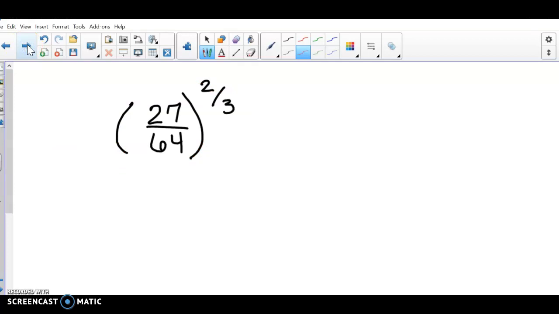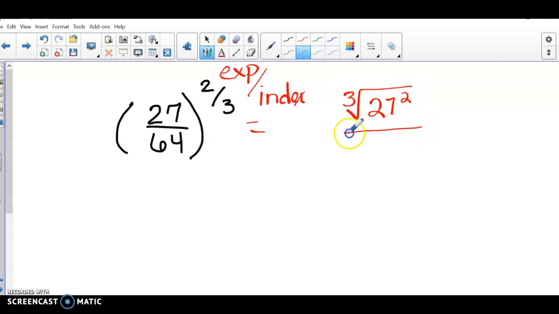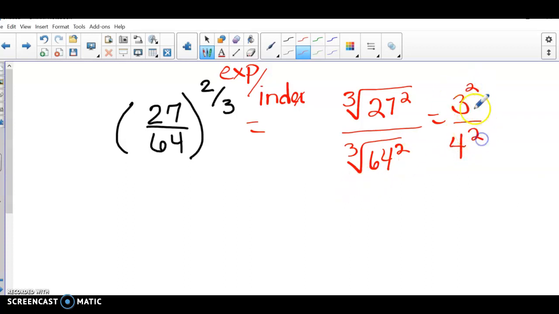If you have a fraction that's raised to a fractional exponent, all you need to do is plug it into Desmos. Or we can look at this. Remember, this is exponent divided by index. So if we write it as a radical, we've got the cube root of 27 squared over the cube root of 64 squared. Cube root of 27, well, hopefully we know that's 3. Cube root of 64 is 4. And then when we square it, we get 9 over 16.